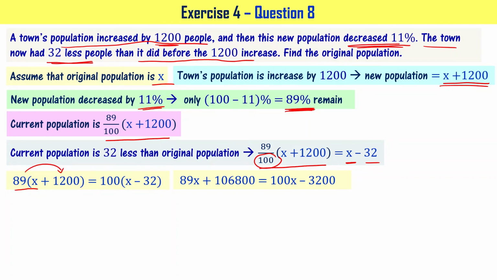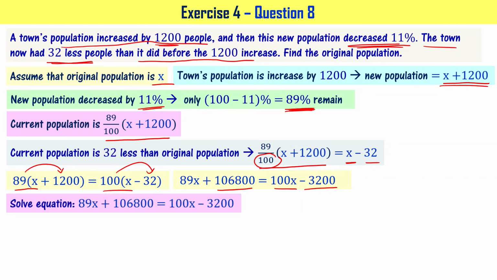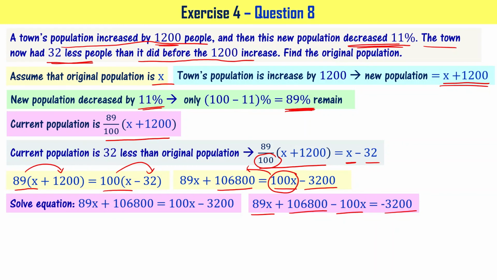You can simplify this equation further such that I can write this as 89x, and 89 times 1200, when you multiply, you get a number like 1,06,800. That is equal to 100 times x, 100x, 100 times 32, that is minus 3200, right? Now we have to simplify this equation further. For that, I can transpose. I'm transposing this plus 100x to this side. When I do that, it becomes minus 100x, right? So 89x plus 1,06,800 minus 100x equal to minus 3,200, right?